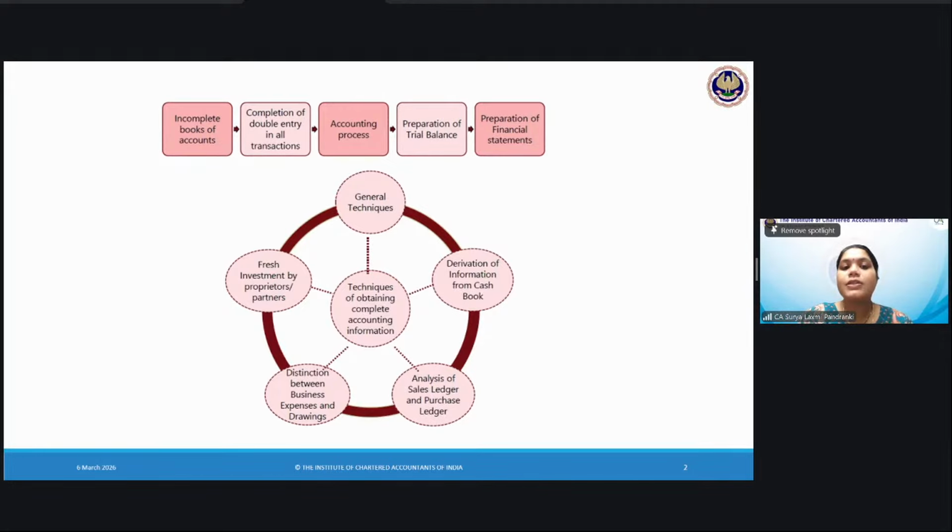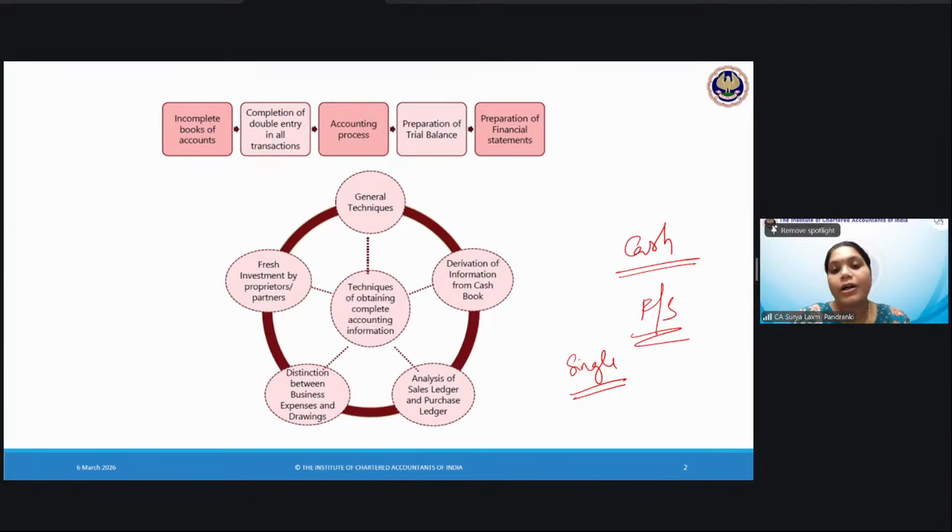But what if the person is not maintaining books of accounts, or complete books of accounts are not prepared? He is only preparing a cash book. With only a cash book, can we prepare financial statements? It is not very easy. By using the cash book, can we completely show the picture of the profit and all that? It is not possible. So there are other techniques that we use when people are maintaining a single entry system. In that case, we follow incomplete records.